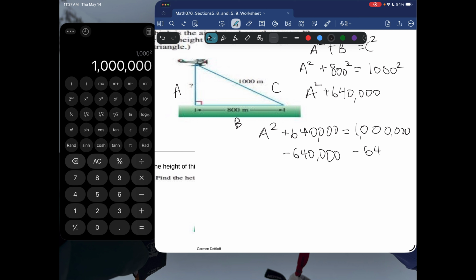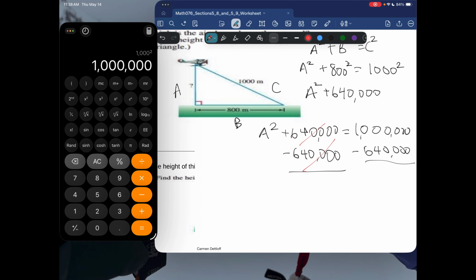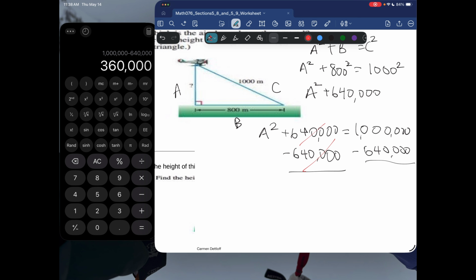These are really big numbers. We're not going to let it throw us. Sometimes when the numbers get really big, it just messes with us. But we're not. We got this. These cancel. And over here I got 1 million minus 640,000. So I get A squared equals 360,000.